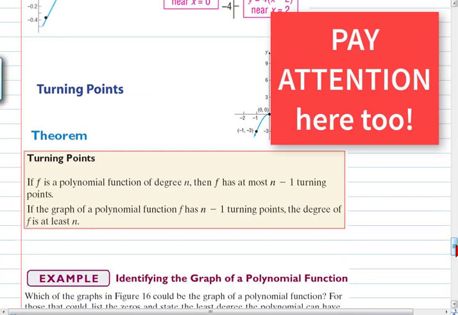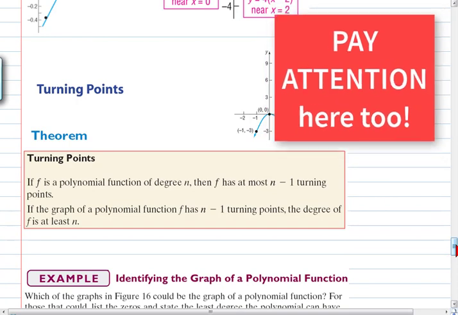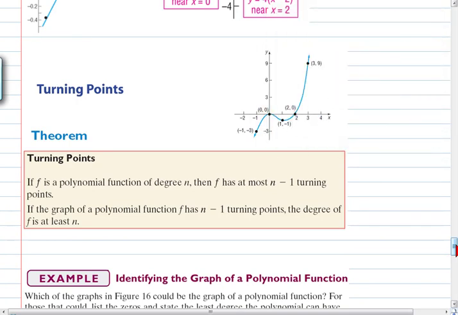Now, turning points are the next thing we need to talk about, and the turning points are just exactly what they sound like. It's going to be where the graph turns. So here's a turning point where the graph goes from increasing to decreasing. A turning point will be where this graph switches from increasing to decreasing. So there's a total of 2 turning points. There would be 2 turning points here.